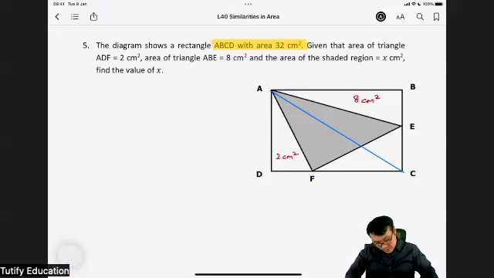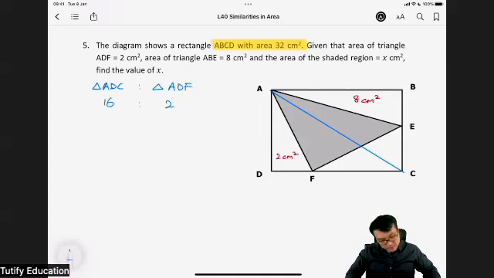Let me write it down. Triangle ADC has an area of 32 divided by 2. So it is half of the rectangle, 16 cm squared. Now you compare this to triangle ADF, and I realize that triangle ADF has an area of 2.